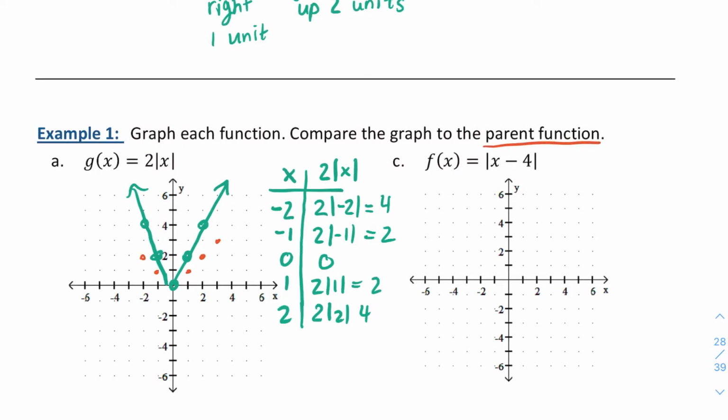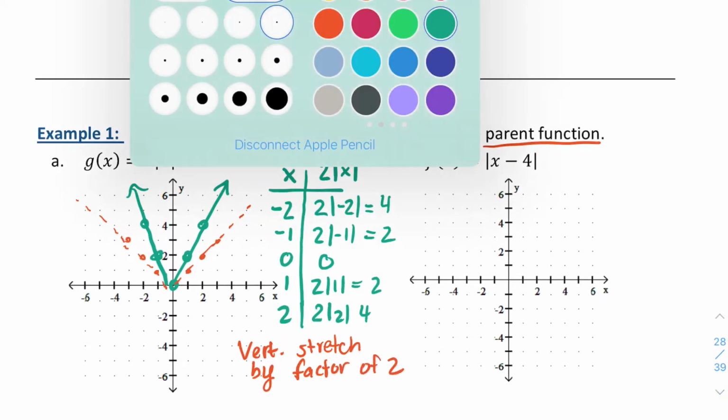Comparing to our parent function, well, parent function absolute value just has a slope of 1. So if I plot my points for my parent function, it's going to look like that. So this one is a vertical stretch by a factor of 2 compared to my parent function.